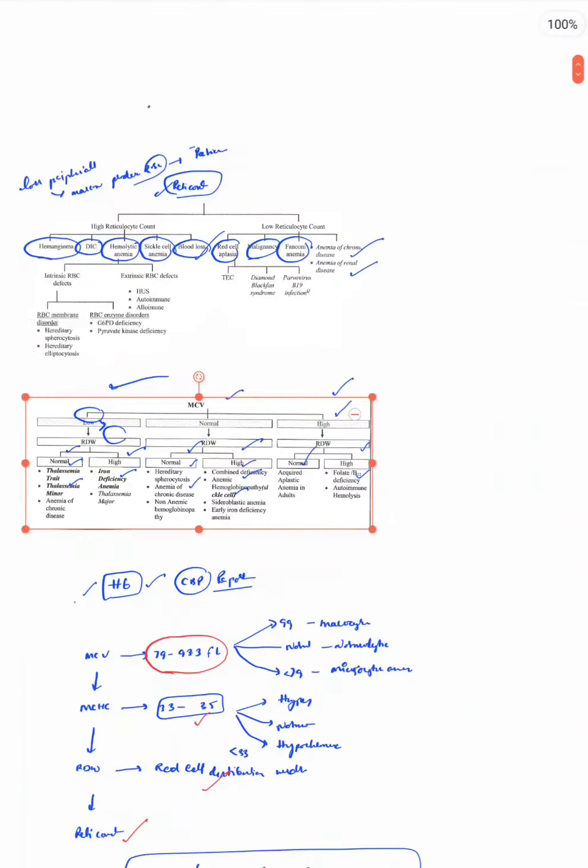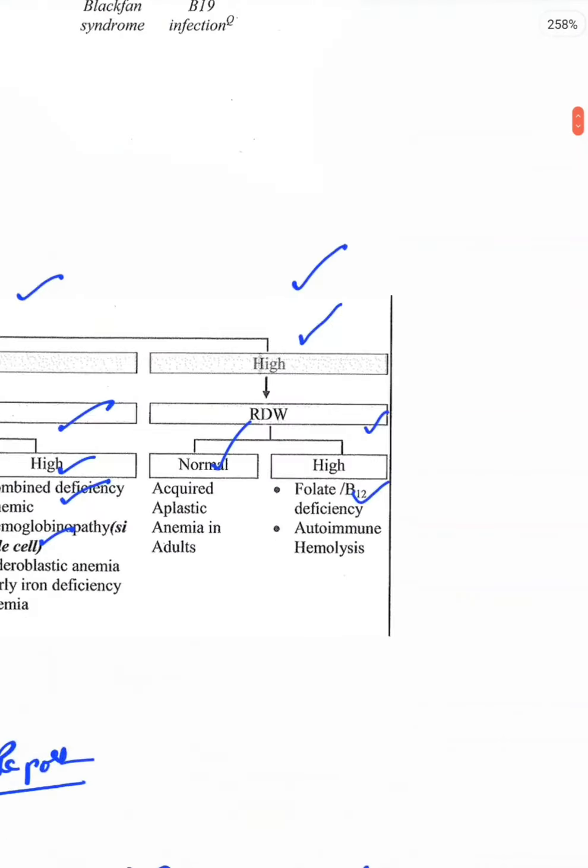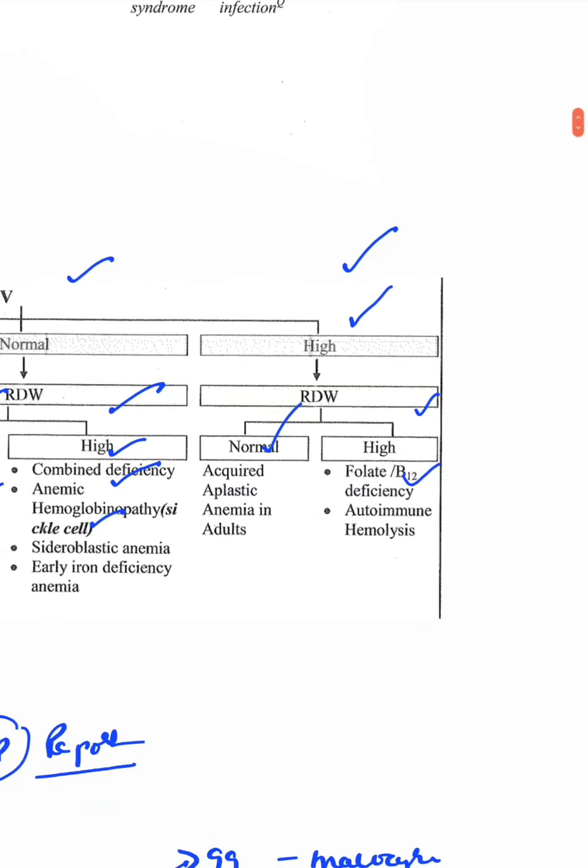Next, coming to high RDW in a case of high MCV, we consider megaloblastic anemia. And for normal RDW in case of high MCV, the cause is acquired aplastic anemia in adults.